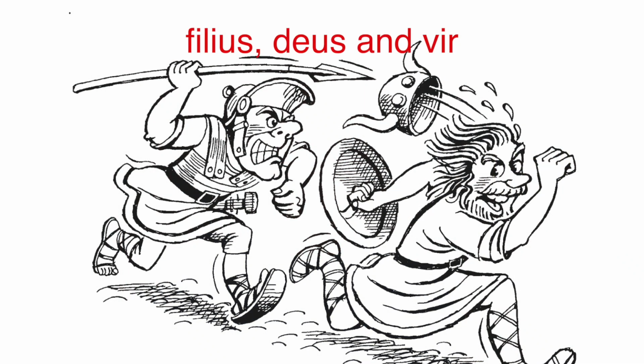Welcome back to So You Really Want to Learn Latin, and today we are going to look at three slightly irregular little nouns which are quite common, so it's good to understand how they behave. And these three nouns are filius, which means a son, deus, which means a god, and vir, which means a man. Okay, so we'll start with filius.